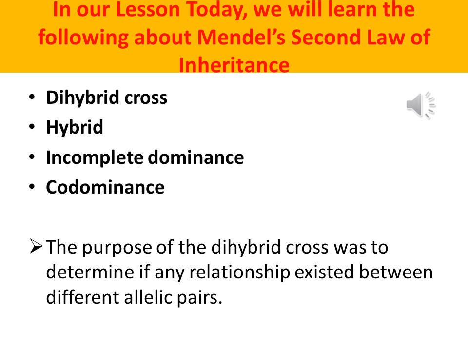Incomplete dominance is a situation where a dominant allele cannot completely mask the recessive allele. Codominance, on the other hand, is a situation where no allele is able to mask the other allele. The purpose of the dihybrid cross was to determine if any relationship existed between different allele pairs.